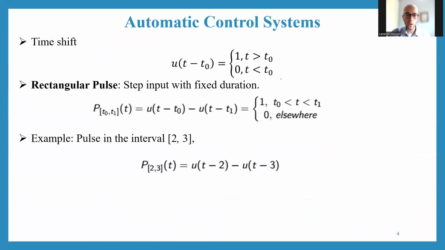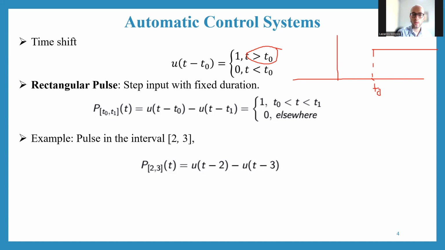Of course, we can do various variations and modifications to it. For example, the time shift. The time shift is a very simple modification of the step signal. We pretty much move it in time by t0 seconds. So if here we have this t0, the step input moves from switching at 0 to switching at t0 seconds. A very simple modification of the step input.